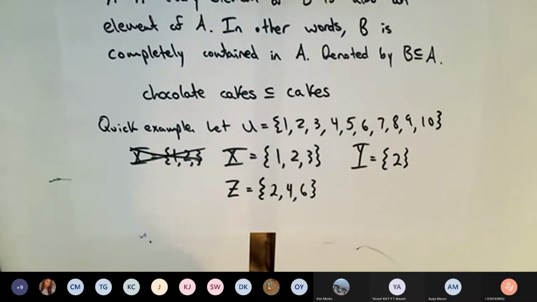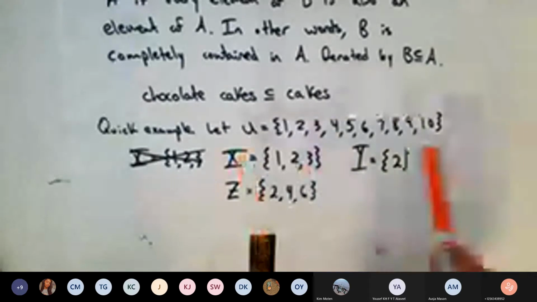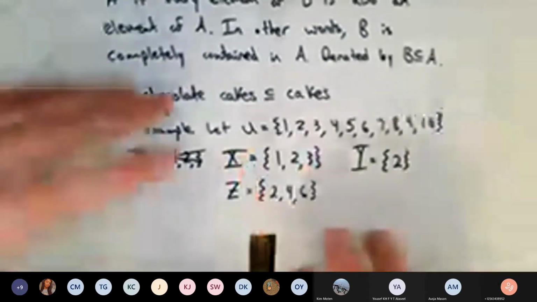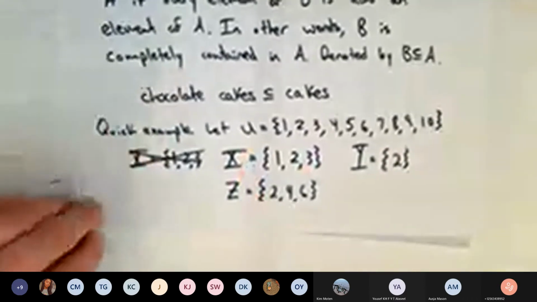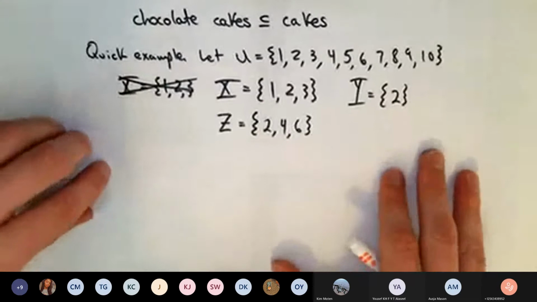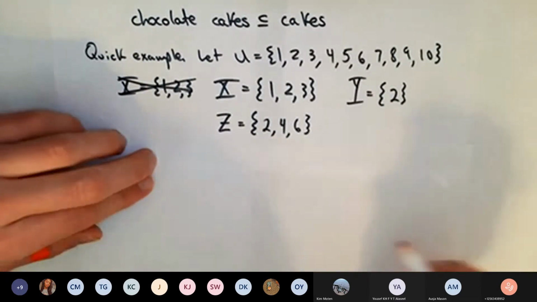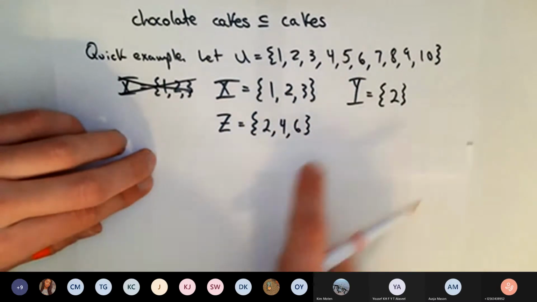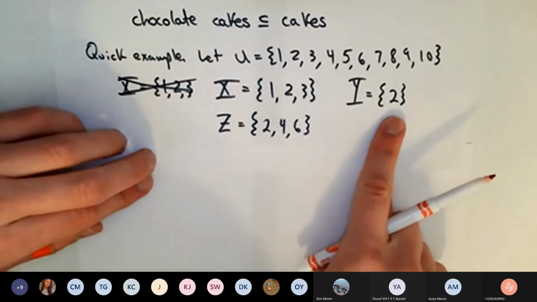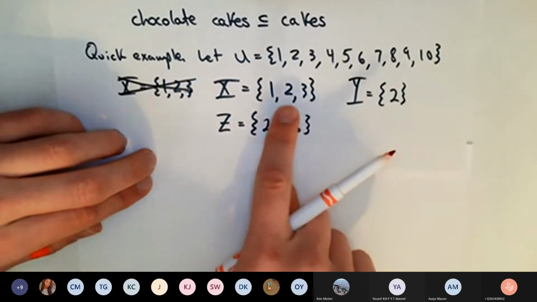So what can I say about these three sets in relation to one another? Are they subsets of one another? What can we say here? First of all, note that they should all be subsets of the universal set. That's the point of a universal set: it should contain every other set that's going on in the problem. So of course, every set here is a subset of the universal set. What we can say is that Y is a subset of X because Y only contains the element 2 and the element 2 is contained in X.